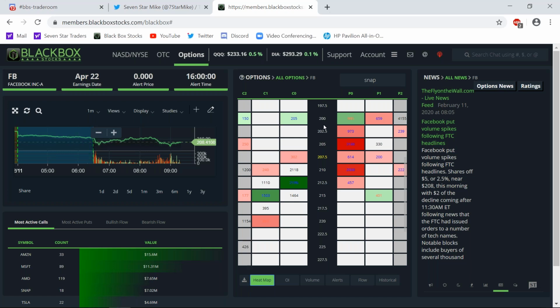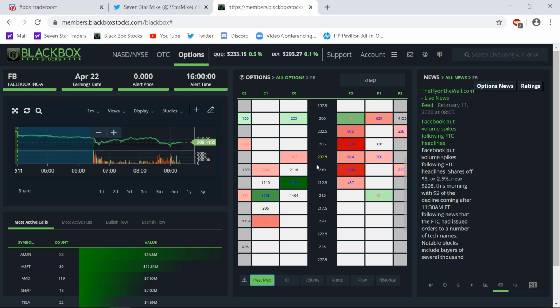And all I'm looking for, this is really simple. All I'm looking for is green or red. It doesn't matter what side it's on. So this is red, that's bearish activity. This is green, that's bullish activity. These are calls. So how is calls bearish activity? Someone closing out of the position or writing the position. These are puts. We have bullish activity and bearish.